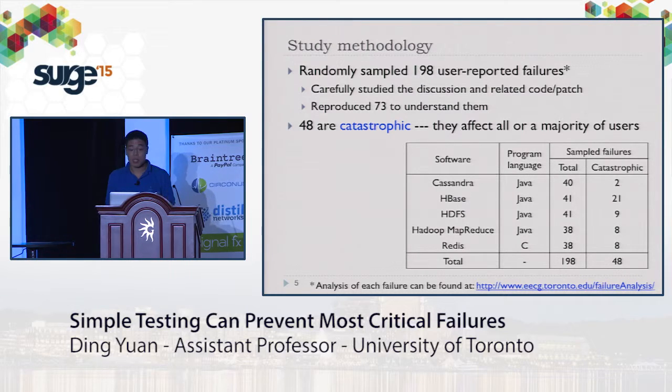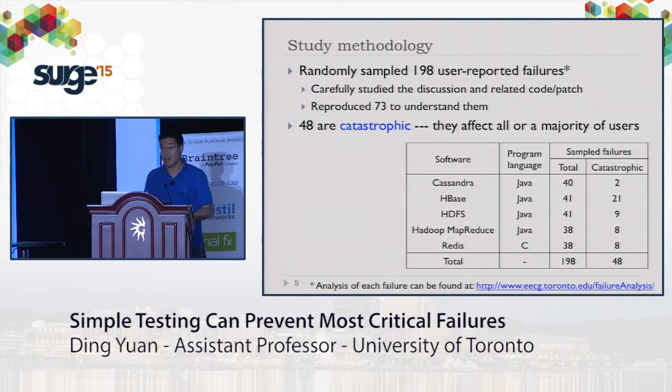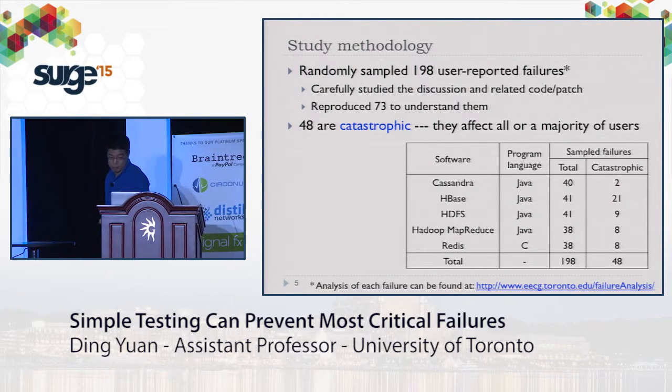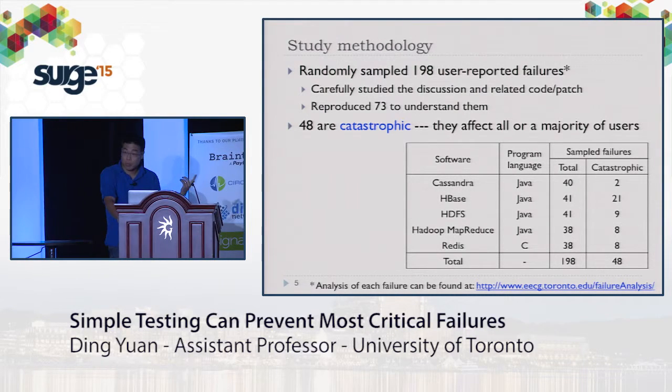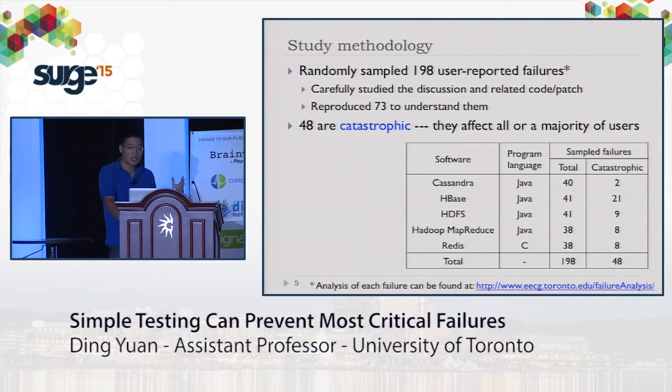Okay. Now, to drive our study, we have sampled 198 user-reported failures from these 5 distributed systems. They are Cassandra, HBase, HDFS, Hadoop MapReduce, and Redis. And for each failure, we carefully studied the discussion between the user and the developers and the related code and patch. And we ended up replicating 73 of them, just so we could understand them.